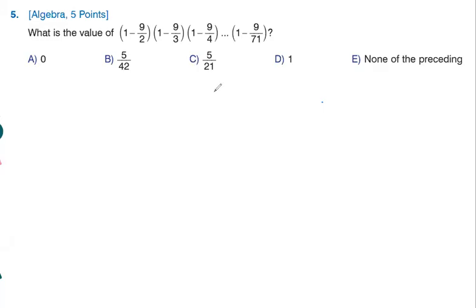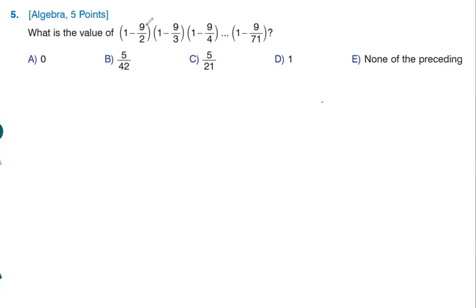Hello, everyone. So we'll continue with the MathCON practice test. This is number 5 now. We are looking for the value of this product, and this will continue a bit more until we hit the denominator to be 71. It's not obvious at first, so we do expect to get some sort of telescoping when we simplify. So let's see if we can get something like that.